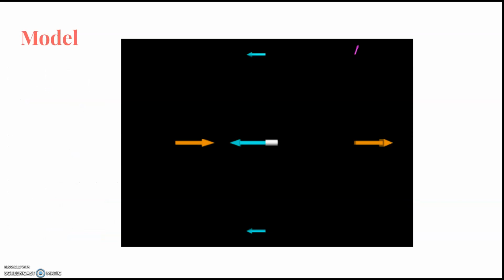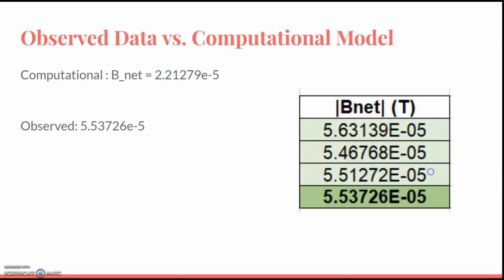So here's what the picture looked like at the end of the day. You can see all those different forces interacting with one another, and it all kind of makes more sense when you look at the data, in my opinion. So moving into the discussion, the computational model, once you added up the B-perp, the B-parallel, and the B45, which I discussed a minute ago, you get that the B net equals 2.21279 times 10 to the 5 teslas. As you can see, that is much, much, much different than our observed data by almost double.